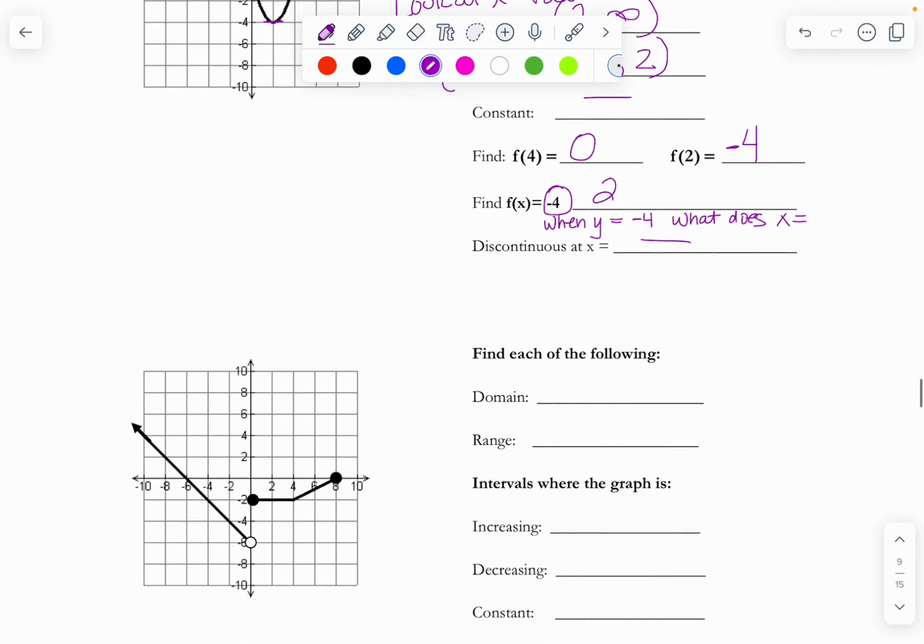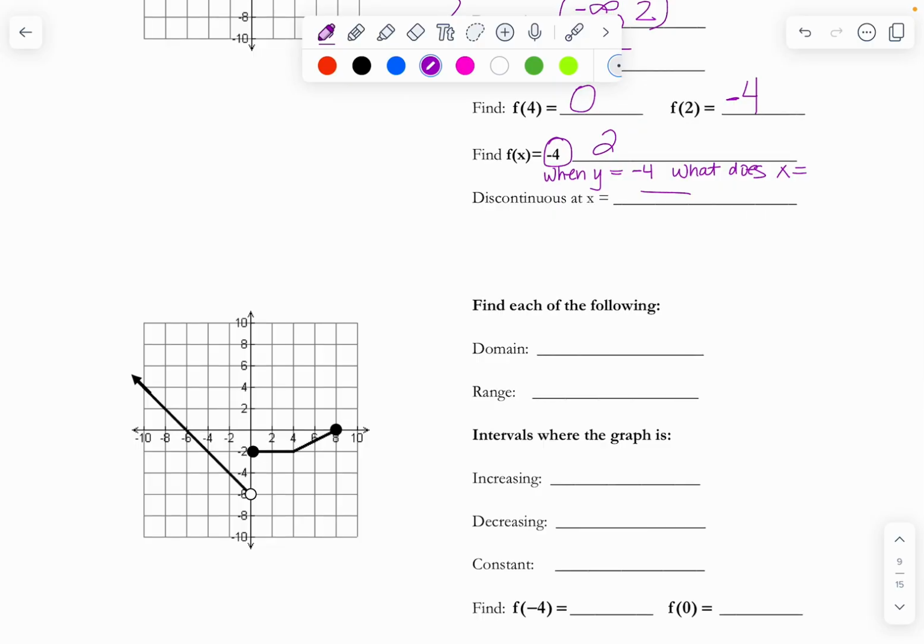Okay, for my next picture, my domain. Now remember, I look at my x's. So I go from negative infinity. Now, even though there's an open circle right here on 0, there's actually this closed circle. So this closed circle trumps it. So I still am covering 0. So then I go to 8. So my domain goes from negative infinity to 8 because my graph stops right here and there's a closed circle.